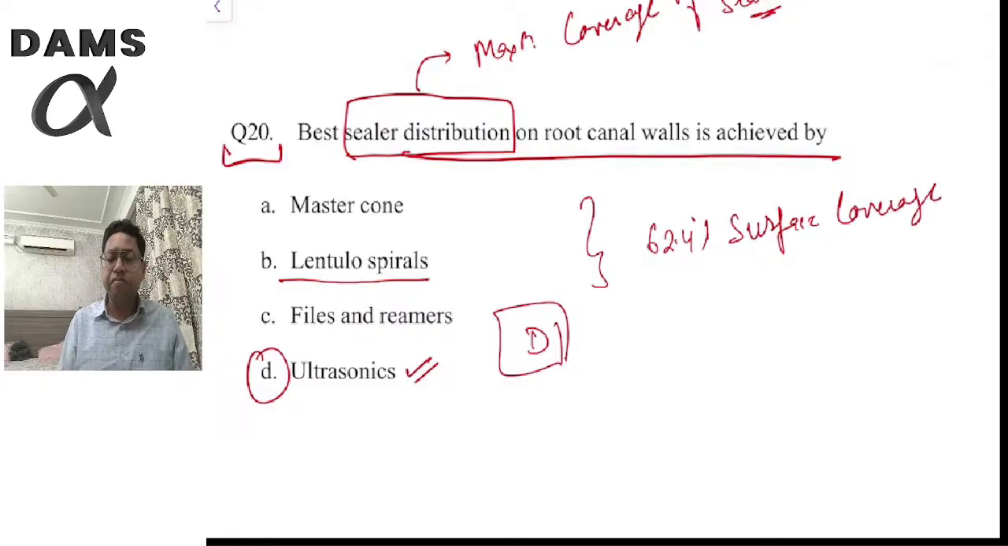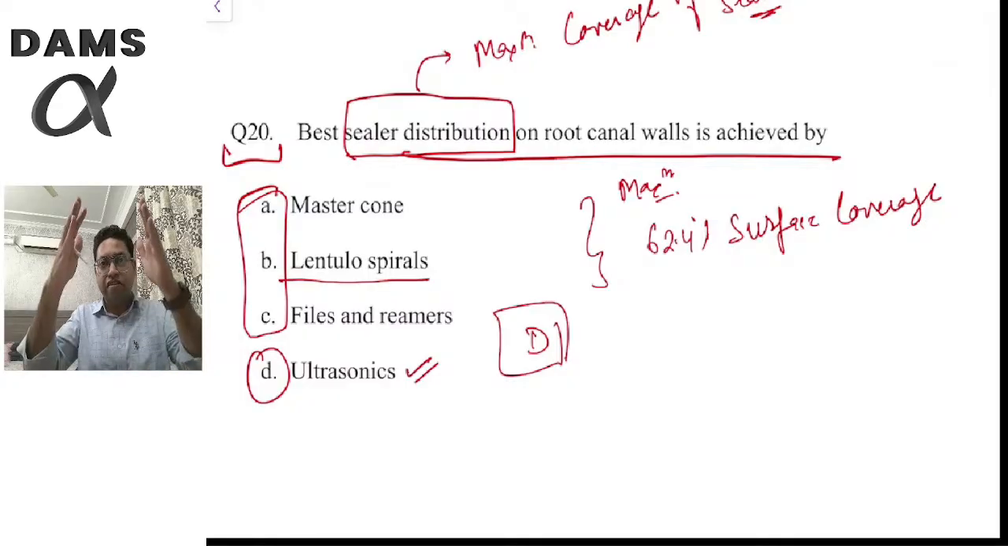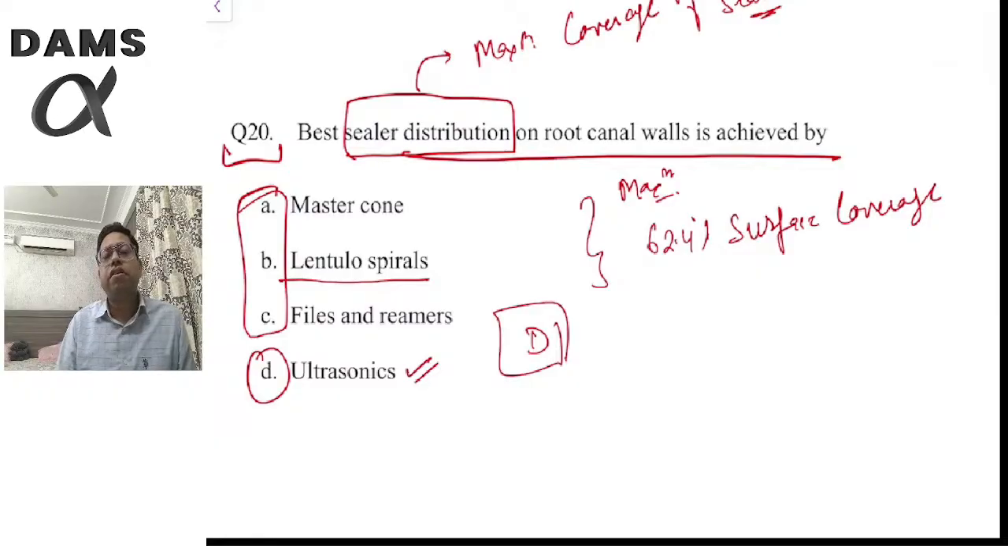With these methods, A, B, and C, maximum coverage is just 62.4% of the surface area of the root canals. To enhance the coverage, to make the sealer more evenly distributed, maximum coverage, no area of the root canal should be left without sealer. You should use ultrasonic agitation and compaction that would greatly enhance the sealer coverage. So, option D would be the answer over here.